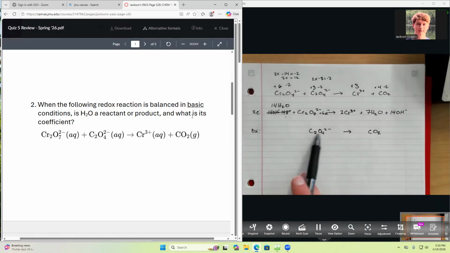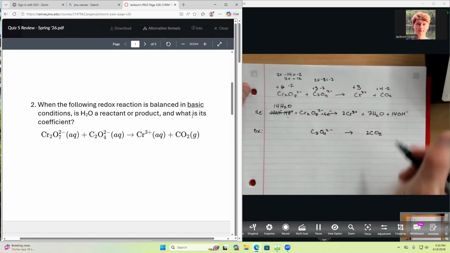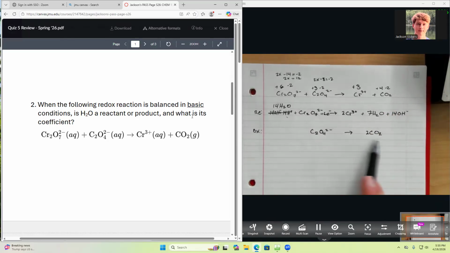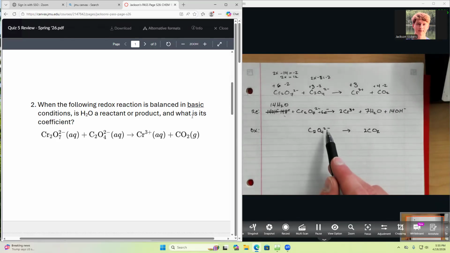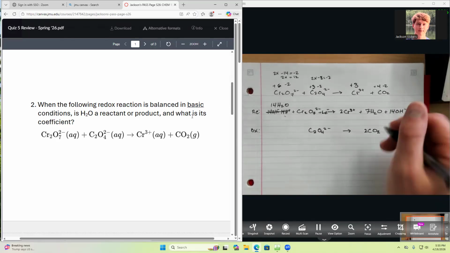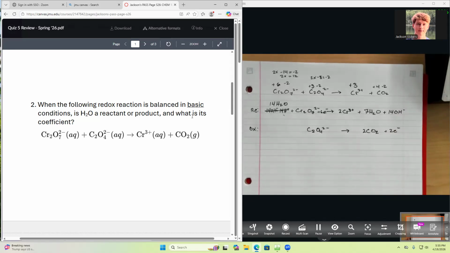So then we can go on to this one. It's kind of the same thing we did on the last one, where we have to balance the non-C or non-O's and H's first. And so we have two here, only one here. So I stick a two in front, and now everything is atomically balanced. And so now we can go on and say that if this is 2 minus, we have to add 2 electrons here. That one's not bad.